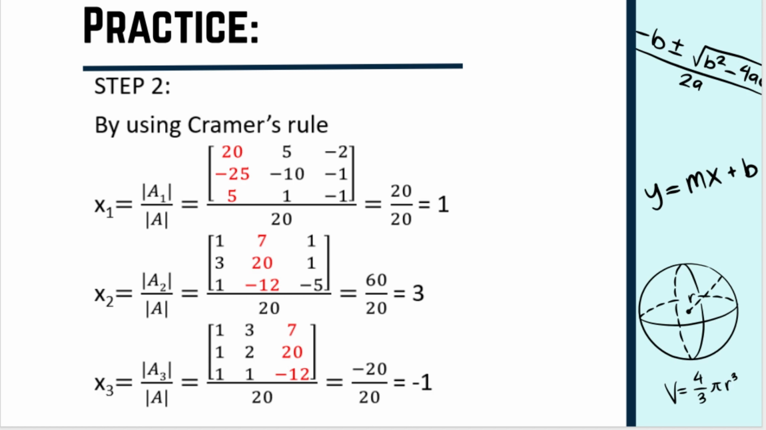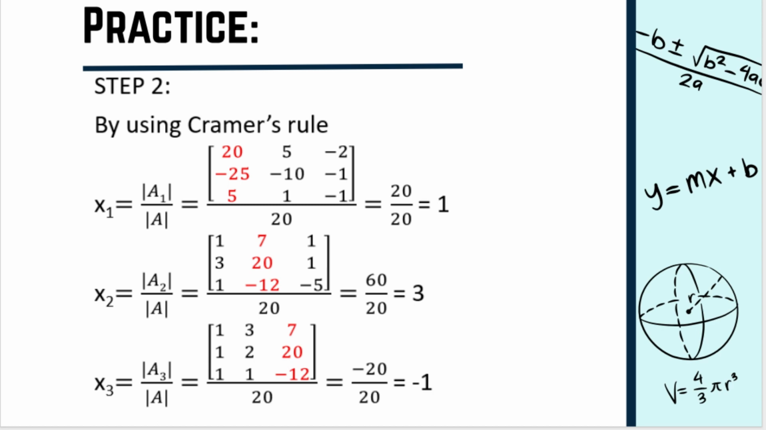And as for x2, it will be equal to the determinant of A2 over the determinant of A. And it will be equal to the determinant of A2, after I calculate it, it will get 1, 7, 1, 3, 20, 1, 1, -12, and -5. It will be over the determinant of A, that is 20. So it will be equal to 60 over 20, and it will be equal to 3.